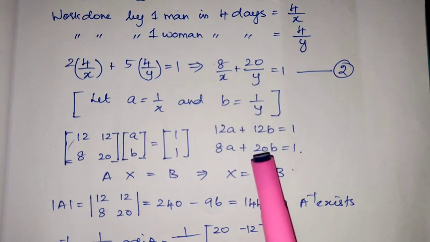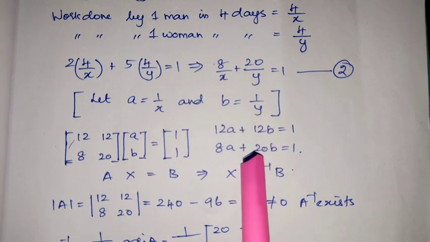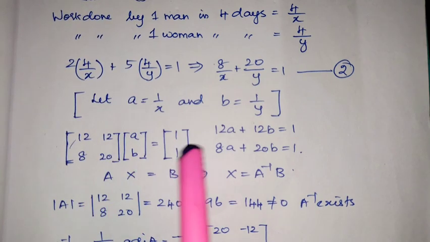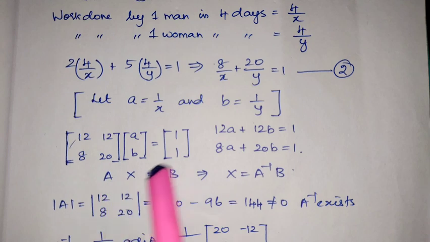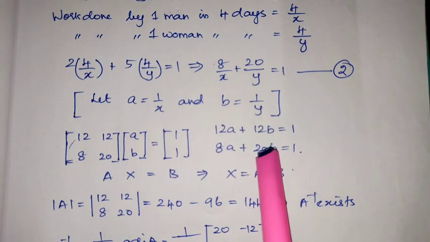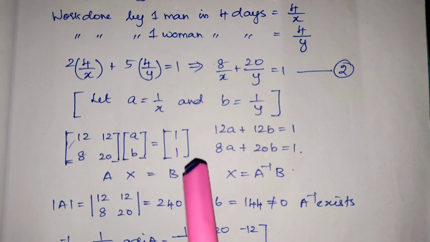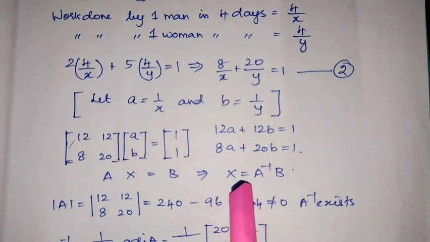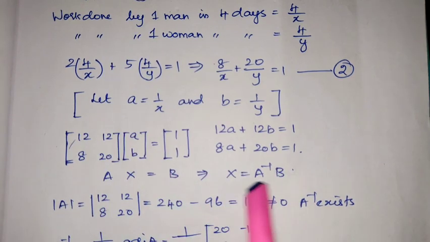Now you can bring this into matrix format. The coefficients of a and b are taken as matrix A: 12, 12, 8, 20. The unknowns a and b are taken as the X matrix, and the constants 1 and 1 are taken as matrix B. So X is equal to what? X is equal to A inverse B.